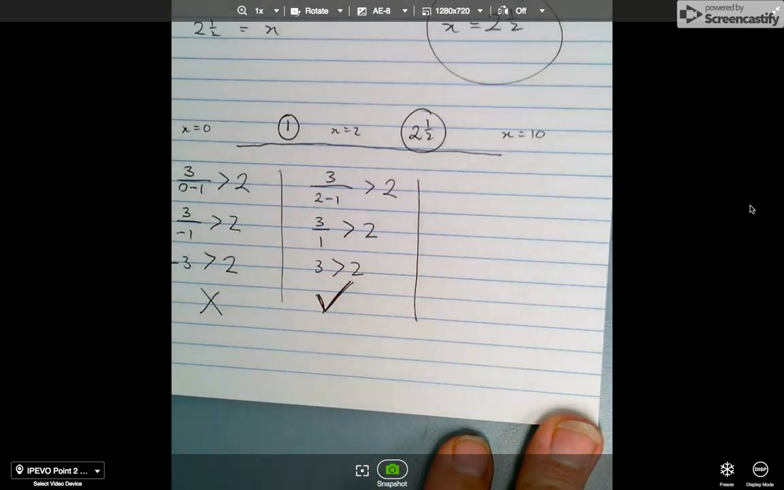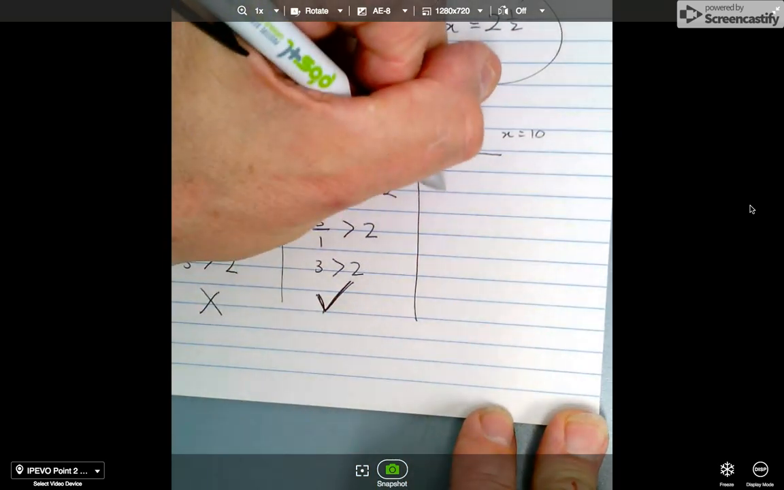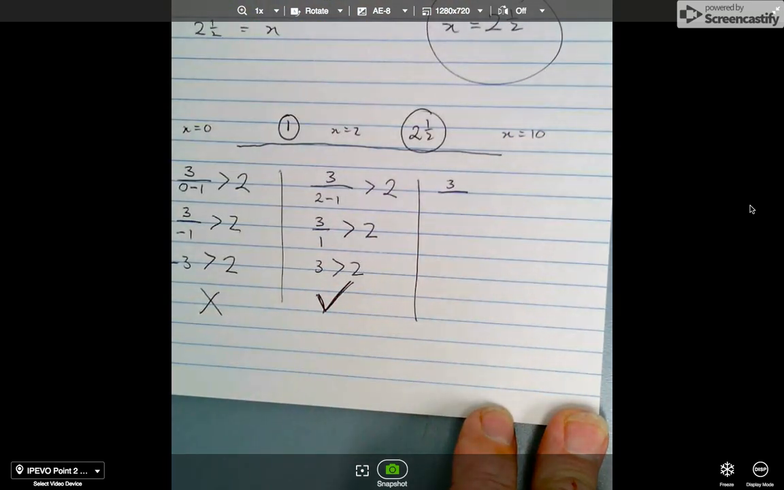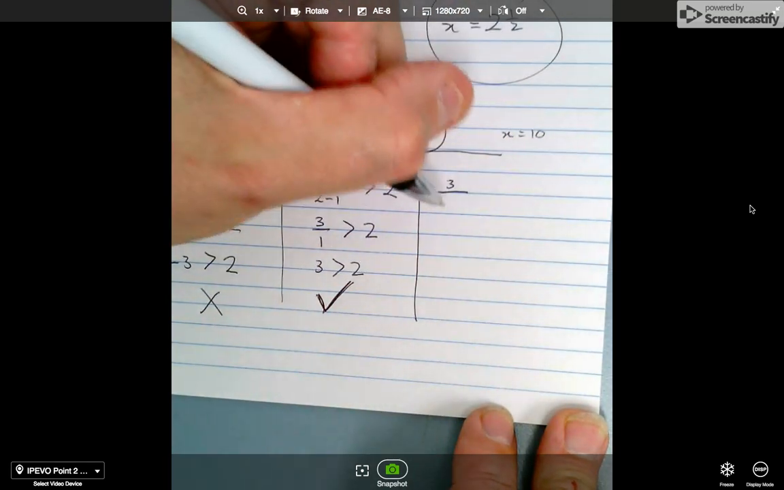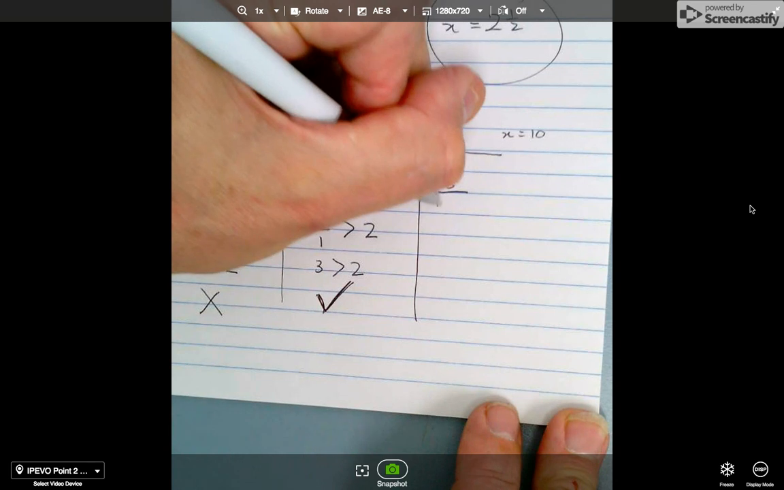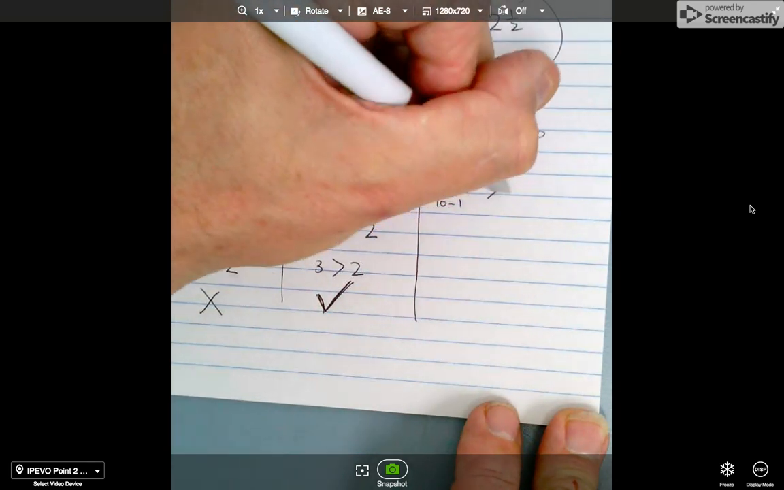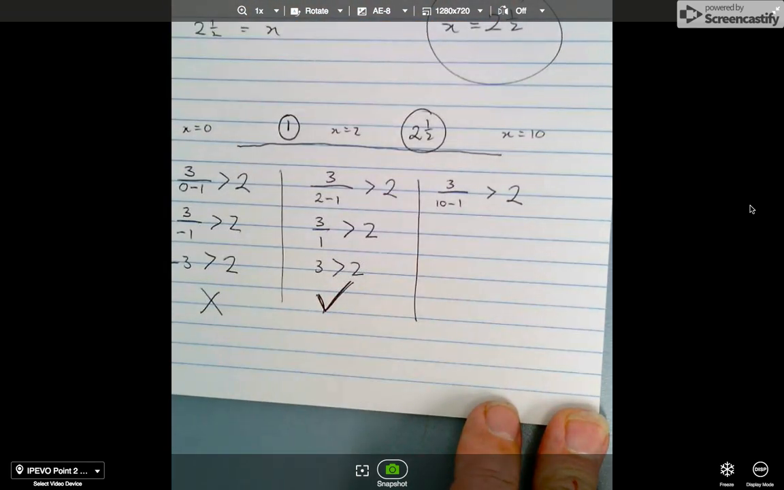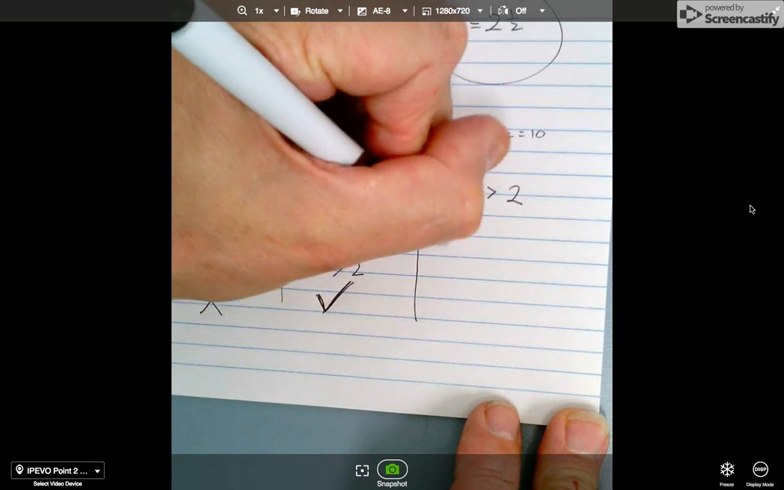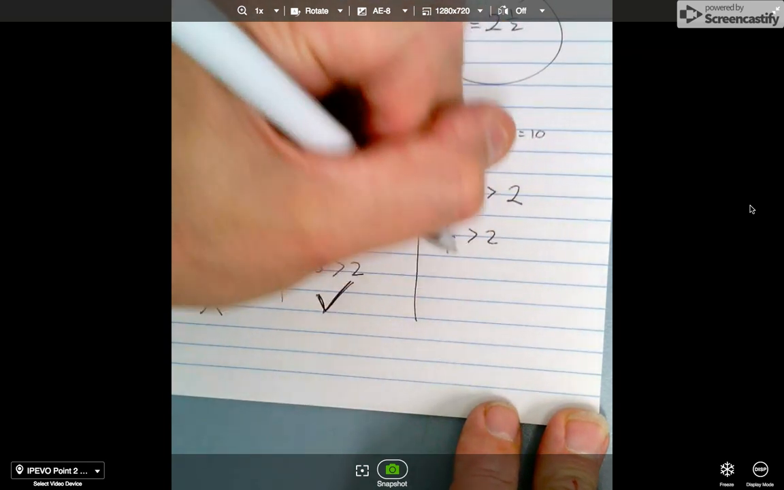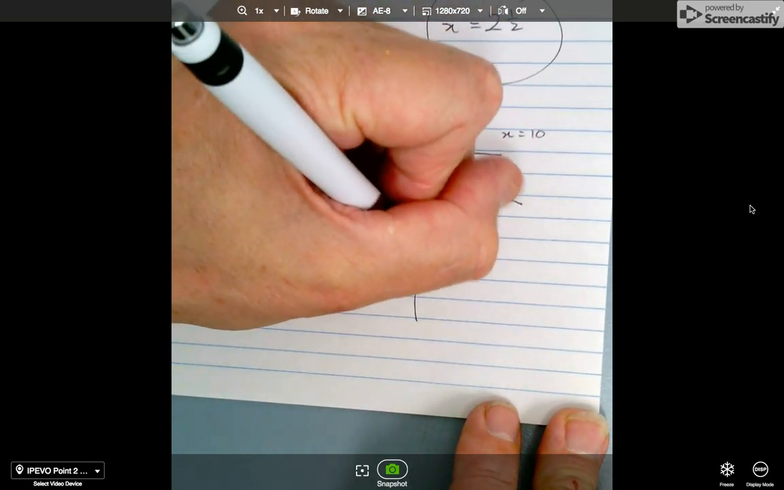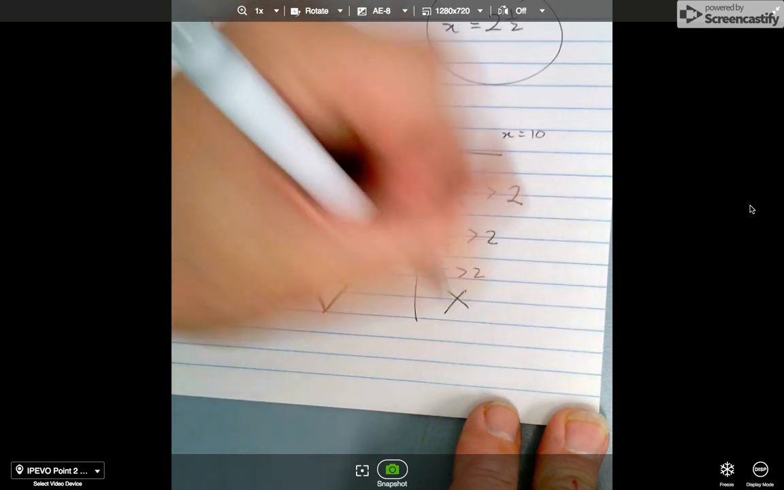And the last one, we're going to look at 10. So we get 3 over x minus 1, but instead of x, x is 10, so we get 3 over 10 minus 1. Is that greater than 2? So this becomes 3 over 9. Is that greater than 2? And this is a third, is it greater than 2, and that's a no.